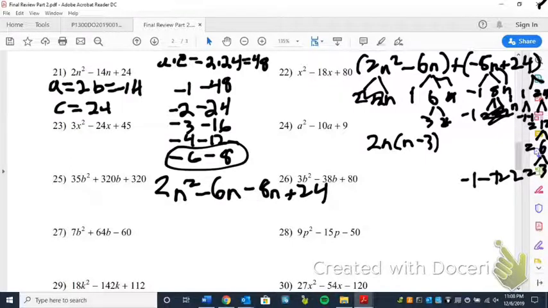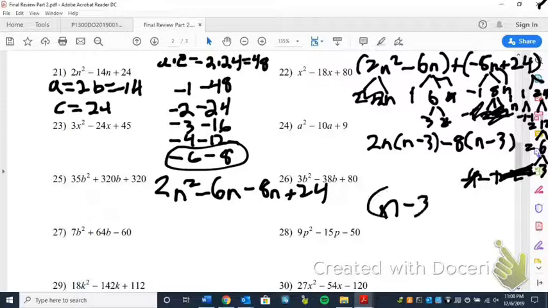So here we see that we have an 8 in common, 2 times 2 times 2, and a negative 1. So we pull out a negative 8, and we're left with n minus 3. Factor out the n minus 3, and we're left with 2n minus 8. I know this is difficult, but it actually does pay off in the long run. So just keep at it.